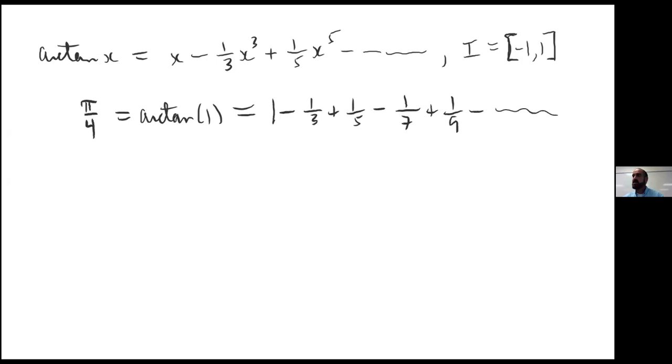So look, what do we have here? We have a formula that says pi over 4, look at this. Pi over 4 is equal to 1 minus a third plus a fifth minus a seventh plus a ninth minus, etc. So guess what? I can actually use this series to approximate pi. Isn't that kind of neat?